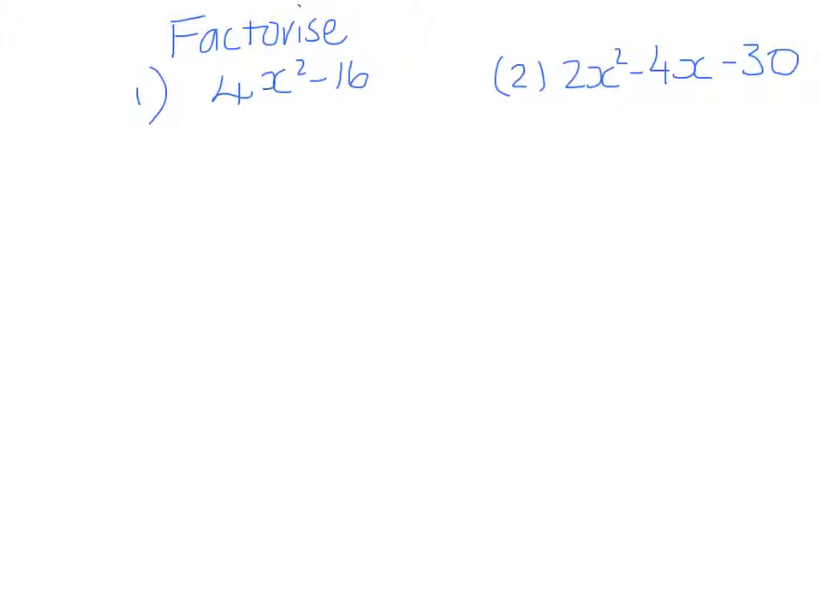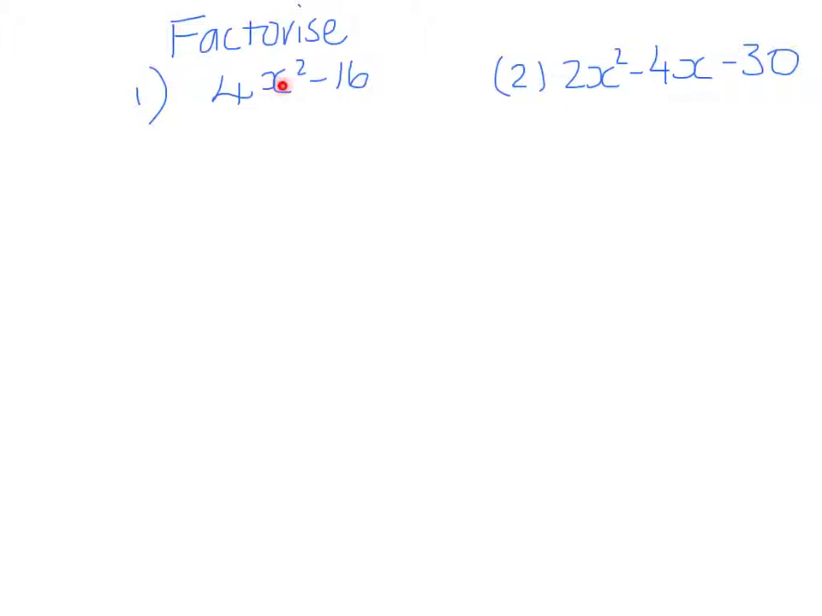This is the second factorising video, so these ones have a little bit more to them than the previous examples. We've got to remember our priorities for factorising. First thing we always look for is a common factor. So in this first one, I can see I've got 4 and a 16. The common factor there is 4.